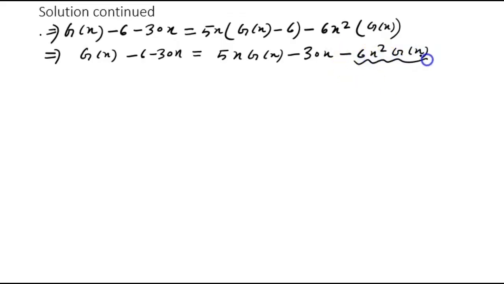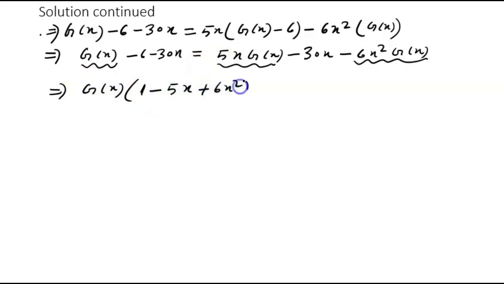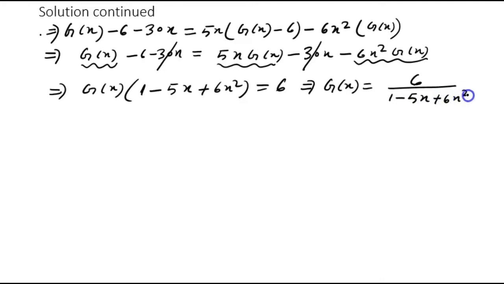So now I am going to take all the g(x) terms in the left hand side, and we already have a g(x) term here. So I will write g(x) common, and here I will get 1, and then from this I will take in the left hand side minus 5x, and then I will get plus 6x square. And we have a minus 30x term in the left and a minus 30x term in the right, so that will be cancelled, and this minus 6 can be taken to the right, so I will get plus 6, right? So what we got here, let me write here so that we can save some space: g(x) equals 6 by 1 minus 5x plus 6x square. And this is the first part of the problem.